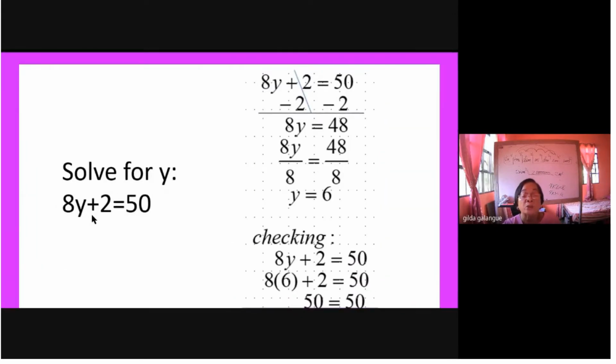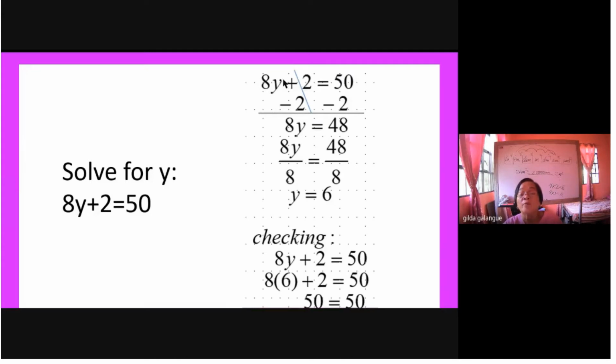We are in the next number. 8y plus 2 equals 50. The first thing that we need to do is to eliminate 2. And how can we eliminate 2? We must get the opposite of 2. What is the opposite of 2? The opposite of 2 is negative 2. We add negative 2 on both sides of the equation. We use a property, and that property is addition property of equality.